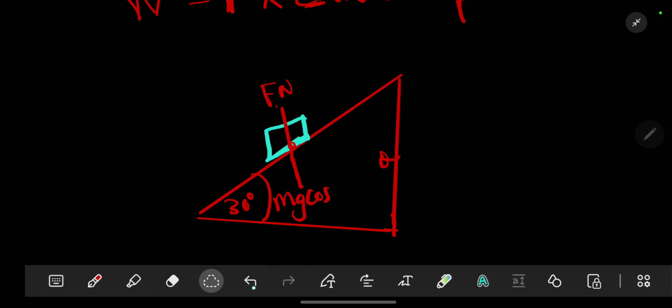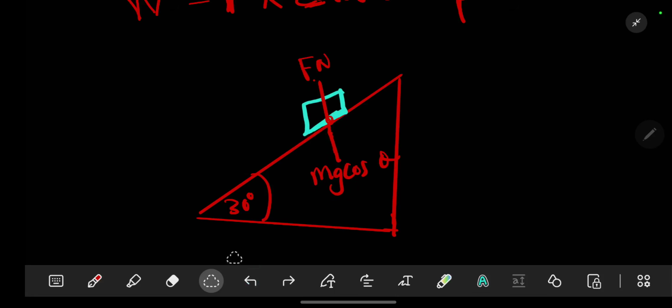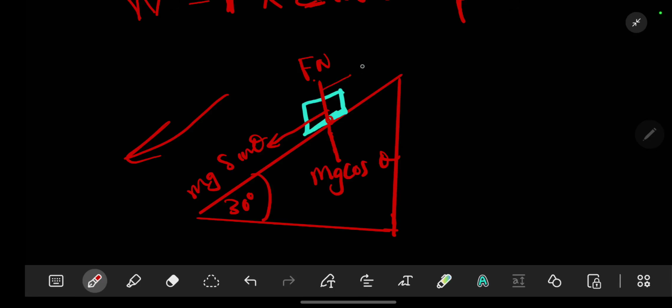So that's the force that you use for calculating the work done by gravity, which in this case will be your mg sine of theta, not cos. So this is what we have, mg cos of theta. If it is going down, automatically the friction should be going up like that.